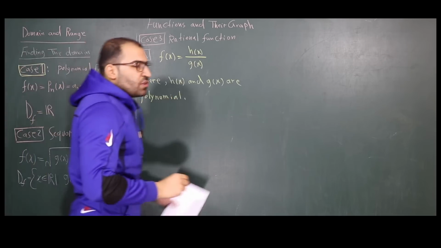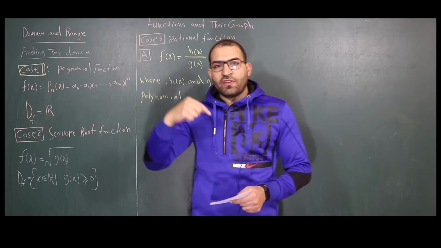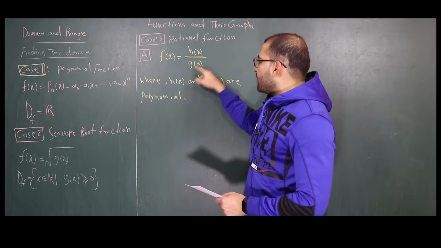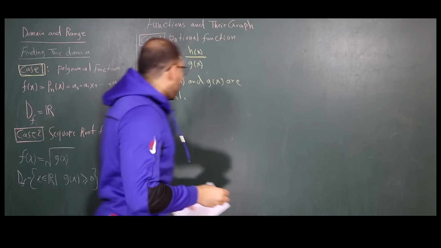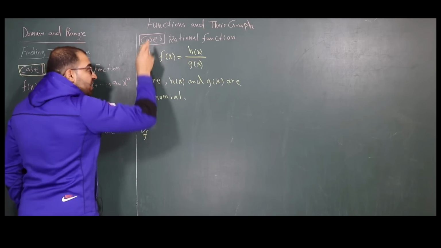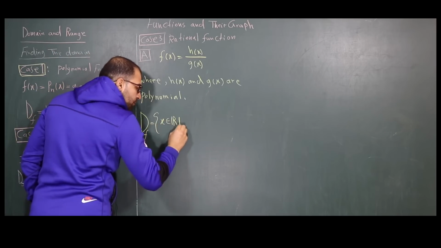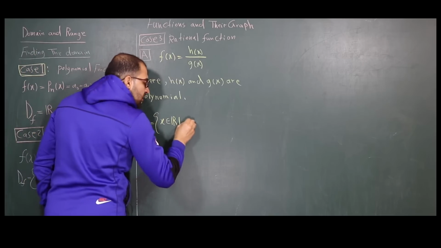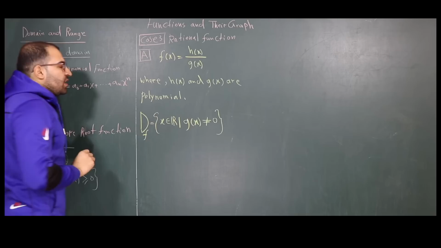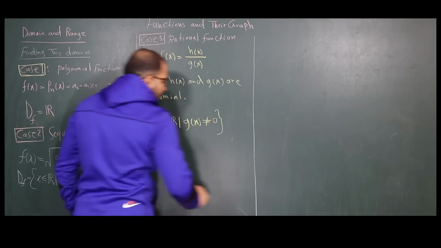In this part, I will divide case 3 into two parts. Part 1, when I have the numerator and the denominator as just simple polynomials. So the domain of this function, of case 3 part A, will be all the real numbers x belonging to R, the real line, such that g of x is never 0, because I cannot divide by 0. Okay, this is a straightforward case.